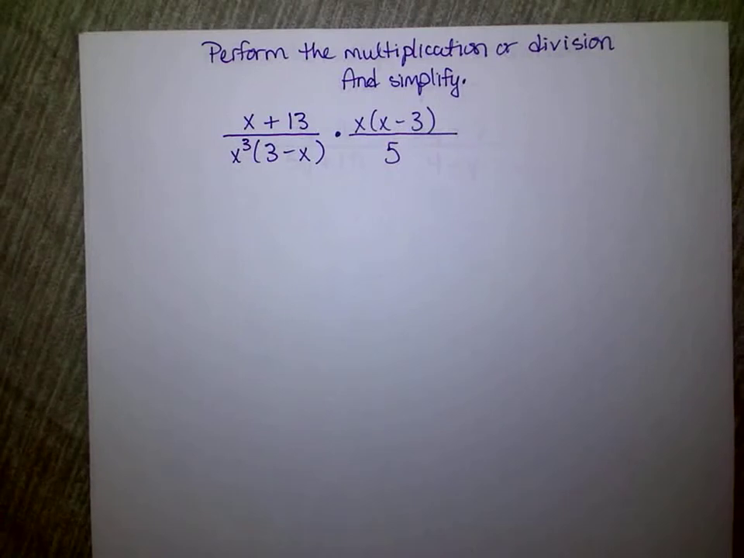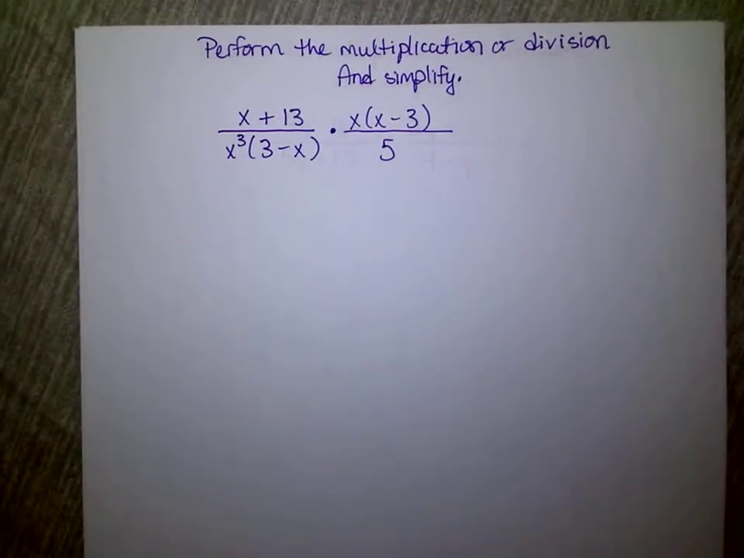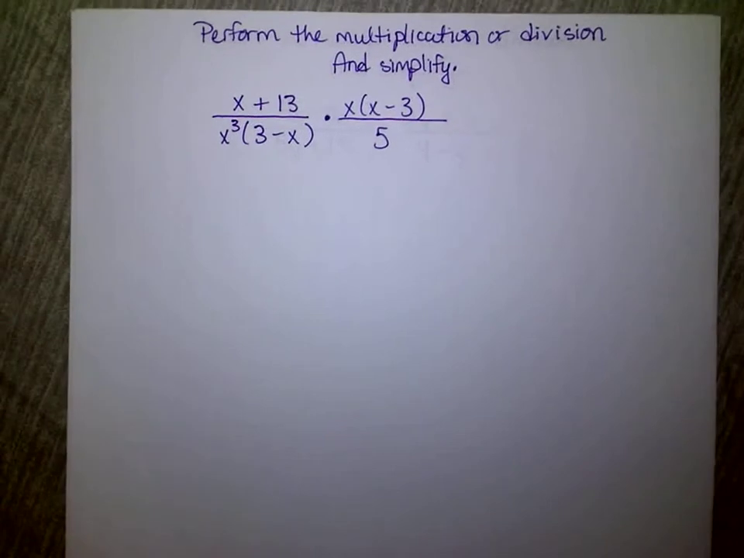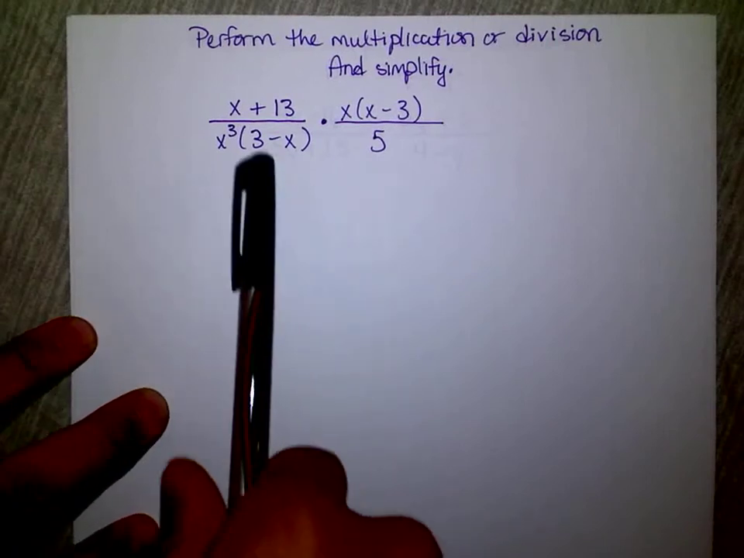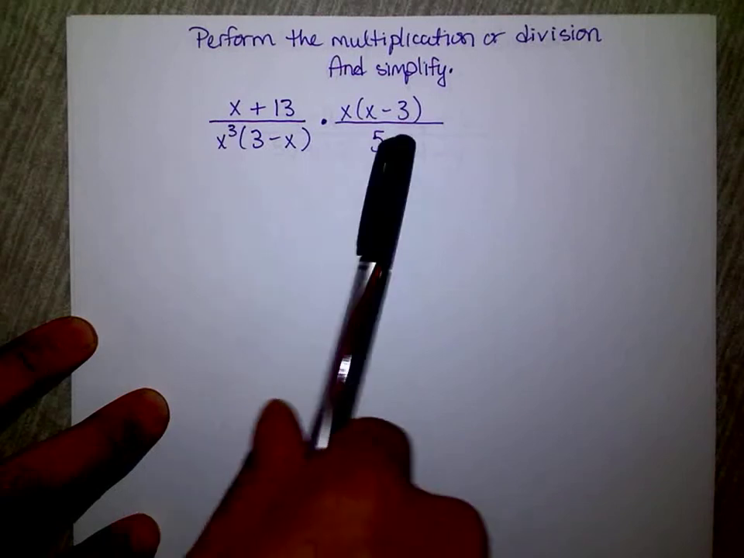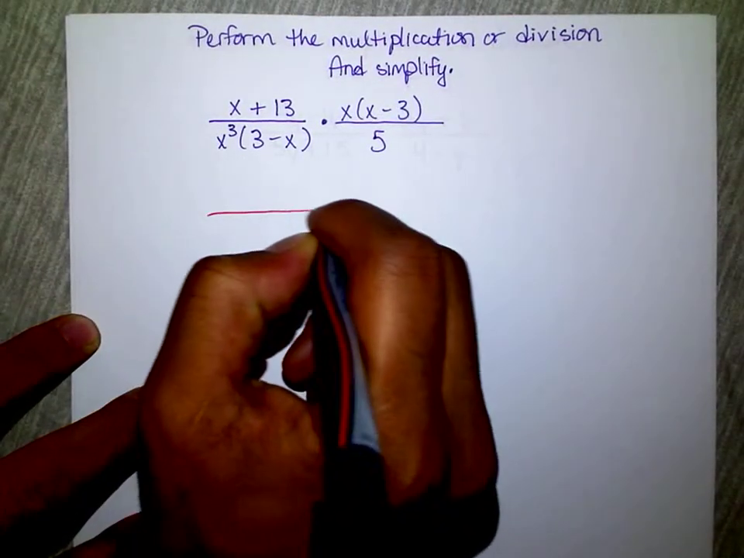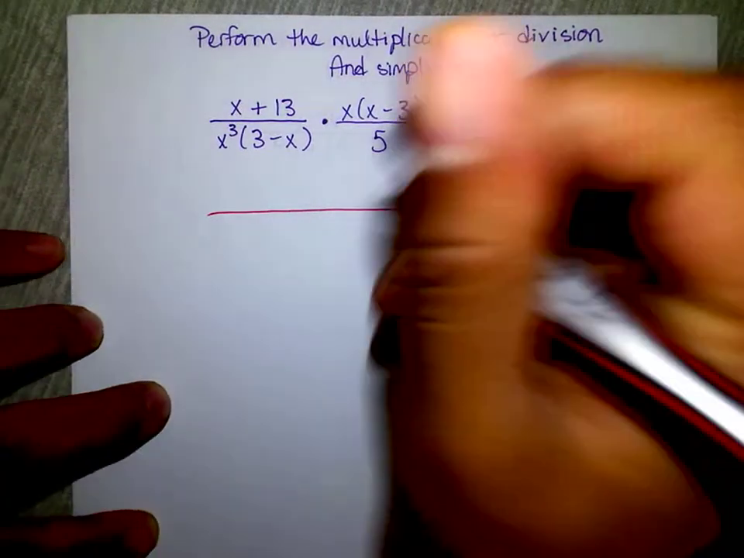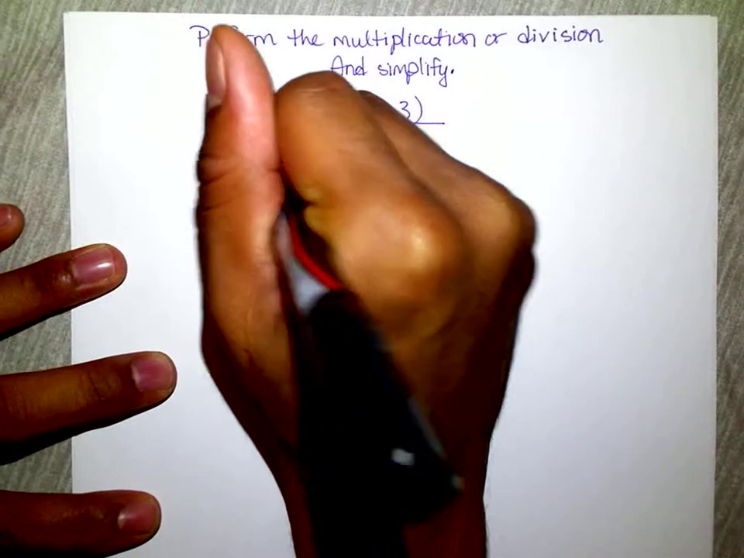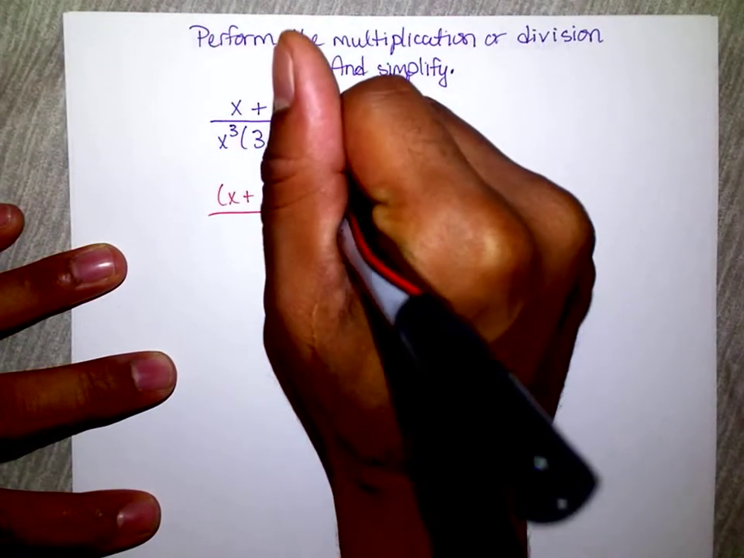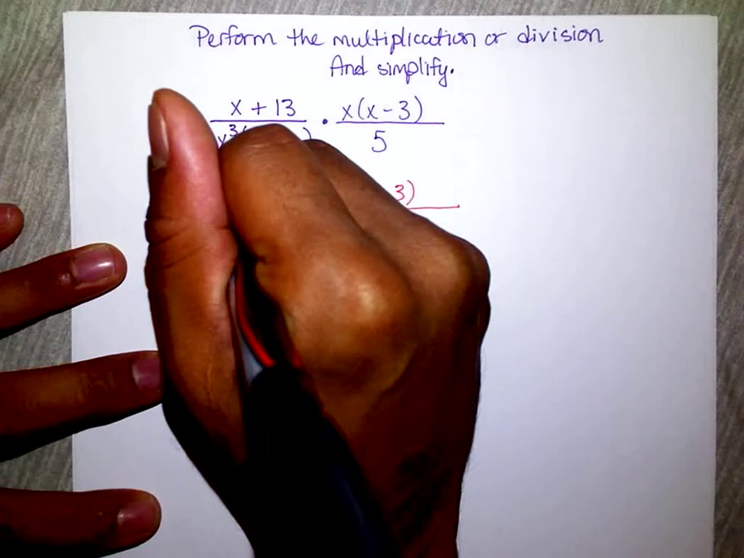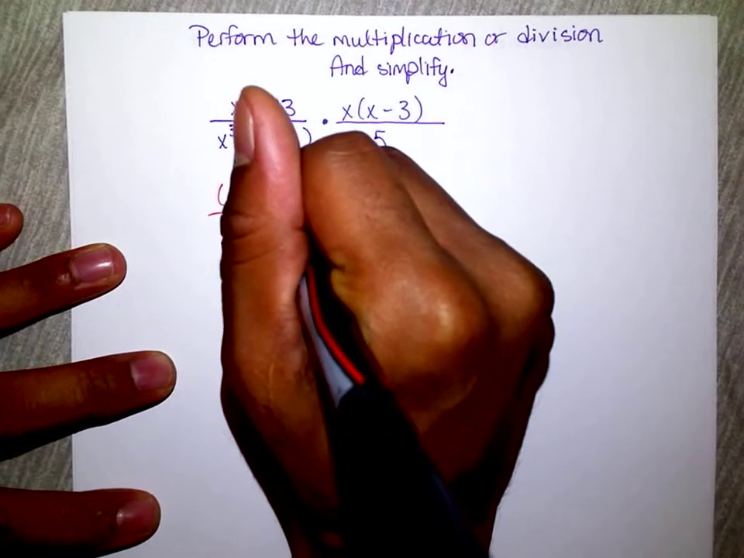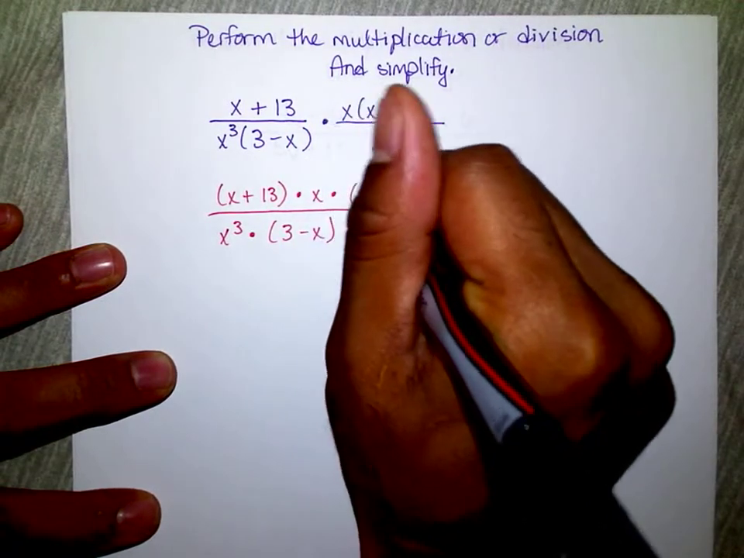Alright, so we have here, it says perform the multiplication or division and simplify. With this problem, I want to write all this out in terms of factors of the products, and write it as one whole thing. So first, I'm going to write x plus 13 times x minus 3. Then on the bottom, I'm going to have x cubed times 3 minus x times 5.